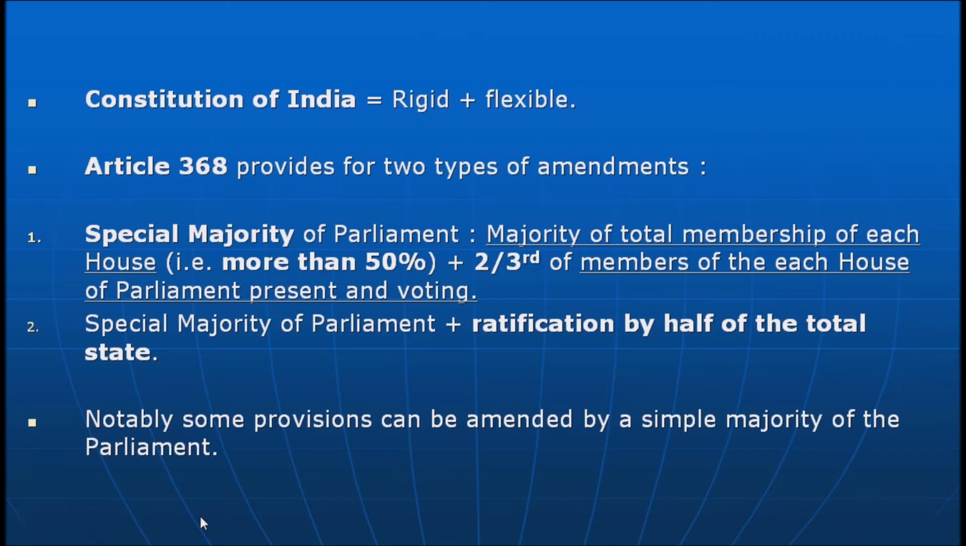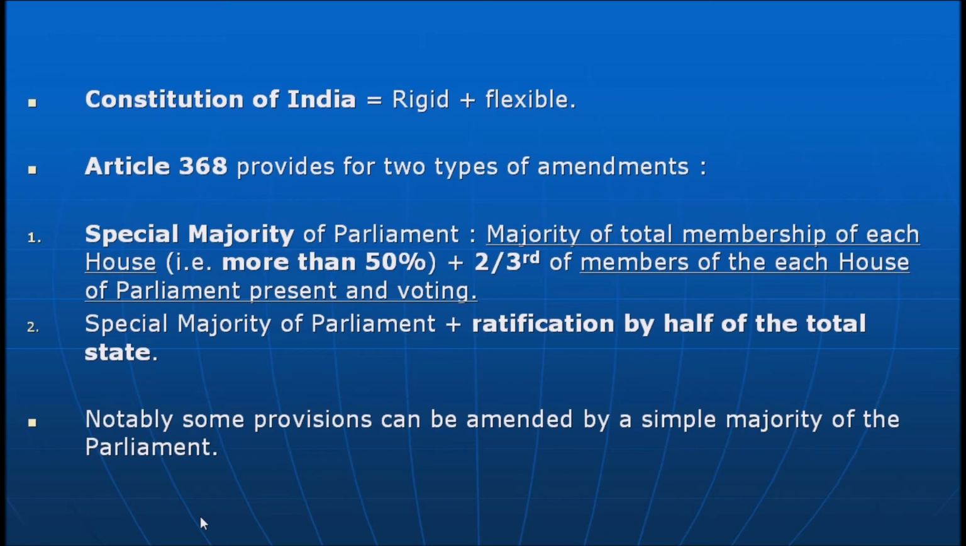Another kind of majority is that which requires the first type, the special majority of Parliament, plus the ratification of half of the total states. Just like recently the GST bill was enacted, and it was passed by the majority of the second kind, which I am telling you: the special majority of Parliament plus ratification of half of the total states.